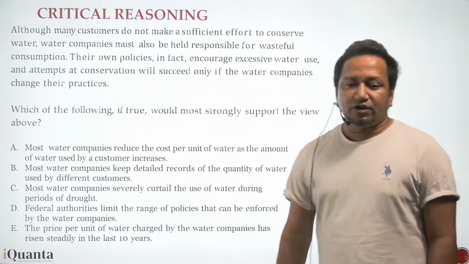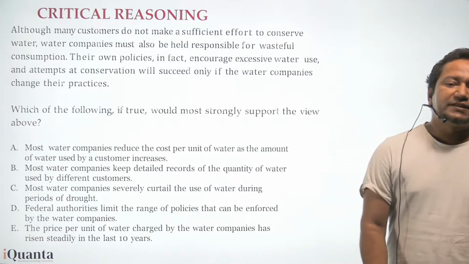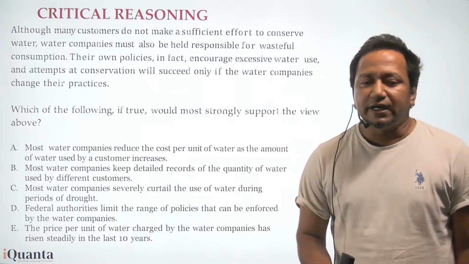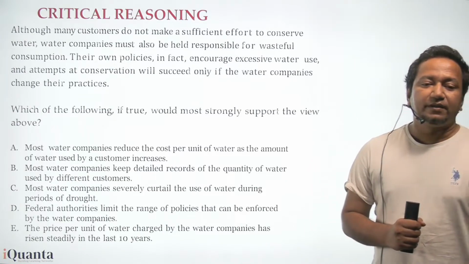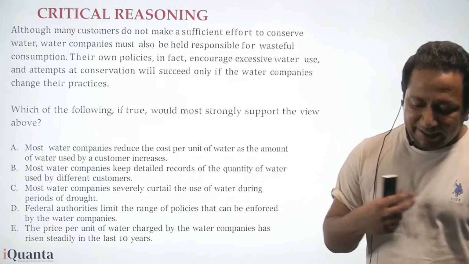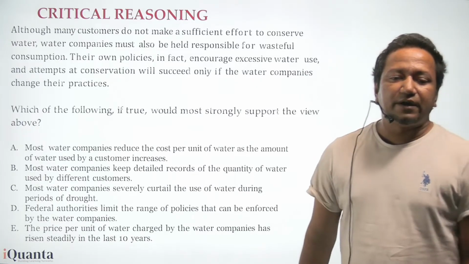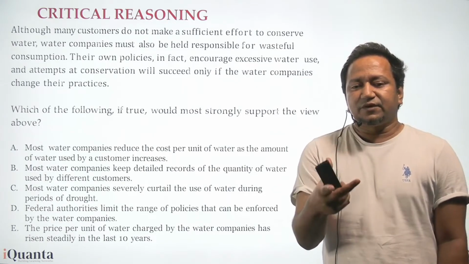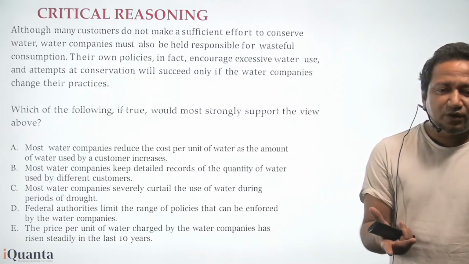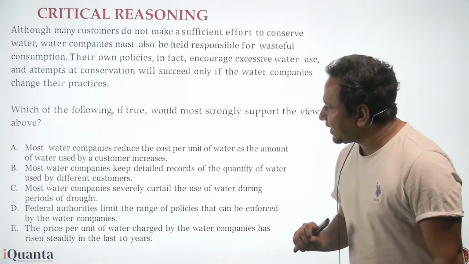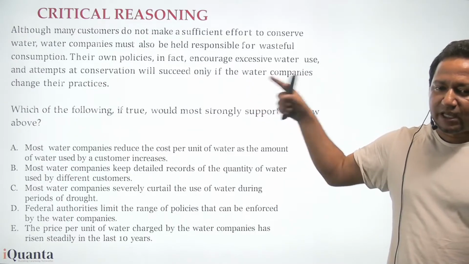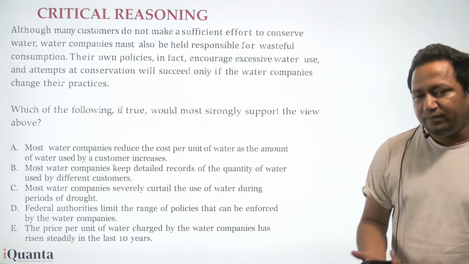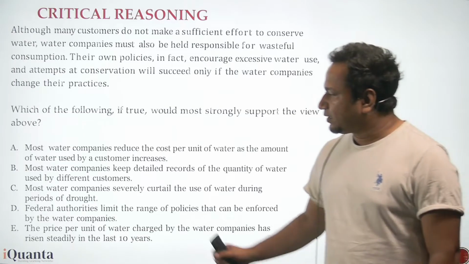Going through option A. Most water companies reduce the cost per unit of water as the amount of water used by a customer increases. Now, what does that mean? So if I am a customer and I increase the consumption of water, I would have to pay less. That means, of course, I might use more water. So from statement A, it looks like it is supporting the argument, because I'll be using more water as I have to pay less. That's logical. Going to option B.